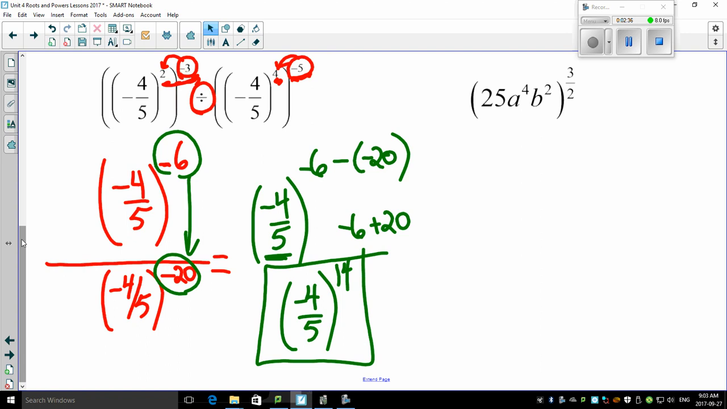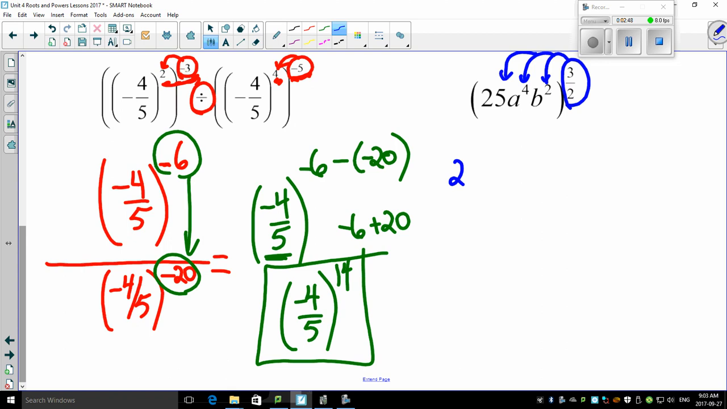Take a look at this mess. Found another one. Remember, this is on the outside. So that means it gets distributed to each one. Yes, even the 25 becomes 3/2. So now we're going to have to remember our flower power for that. Oh, what a mess. This is going to be a to the 4 times 3/2. This is going to be b to the 2 times 3/2.